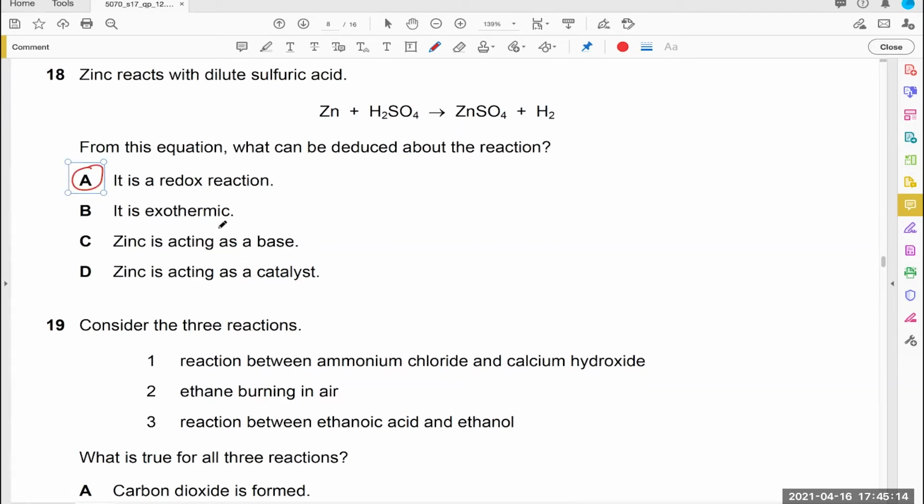It says that it is exothermic. Yes, might be, might not be. We do not know for sure. Zinc is acting as a base. Zinc is not accepting any hydrogen ion, so it's not acting as a base. Zinc is acting as a catalyst. That would have been true अगर बाद में भी zinc element produce हो रहा था. वो तो हुआ नहीं. वो तो ion बन गया, reaction कर गया. So that's why A is the answer.